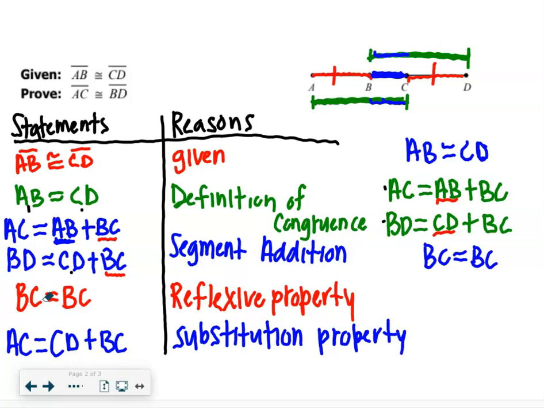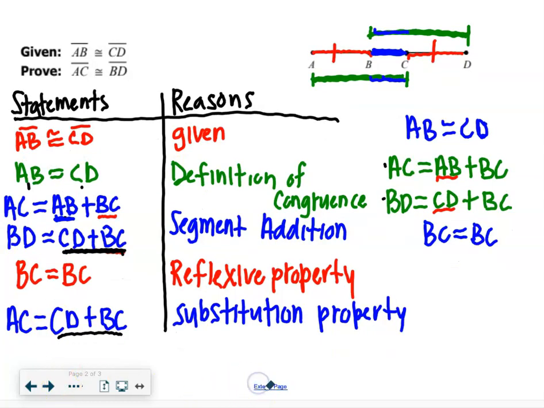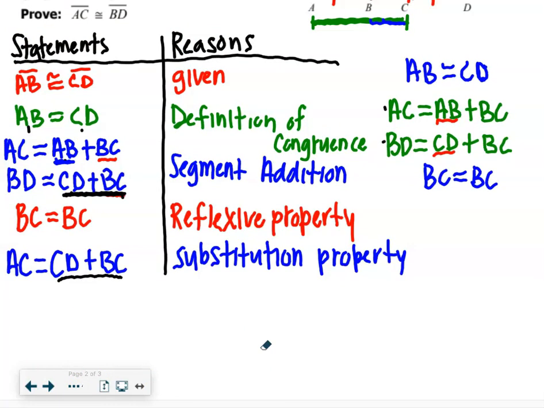Now look what I did, everyone. I have AC equal to CD plus BC. And look right here, BD is CD plus BC. Now these things are equal. So now I can finally say BD is equal to AC. I first had to show that AC was equal to the same thing that BD was. And now that I have, I can set them equal to each other. So now I'm going to write AC is equal to BD, and that's the transitive property.